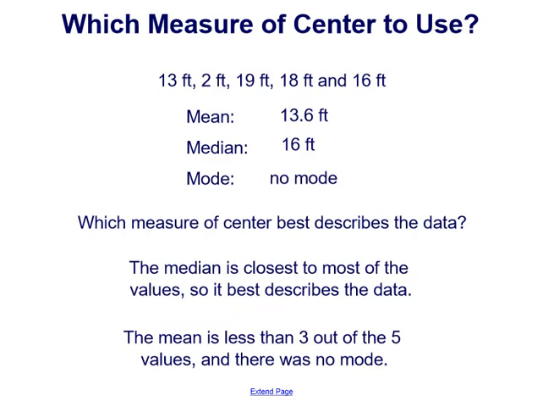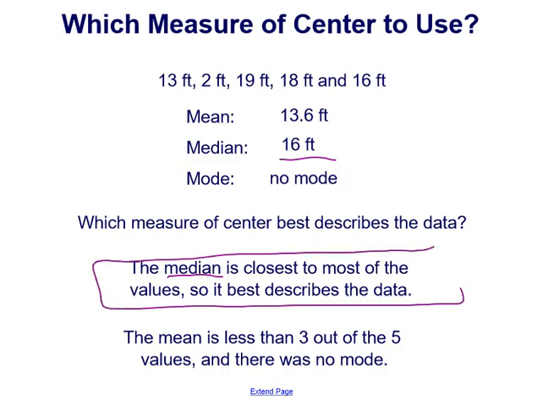So when comparing, the median is the closest to most of the values. You have 16 feet, which is actually one of the data values, and then that's close to 13 feet, 19 feet, 18 feet. It's only not close to 2 feet, so that is going to be the best to describe the data, the median. The mean is less than 3 out of the 5 values, and there wasn't even a mode to use, so you wouldn't want to use mode, and the mean is too far away from the others. So the median is the best measure of center to use to describe this data.